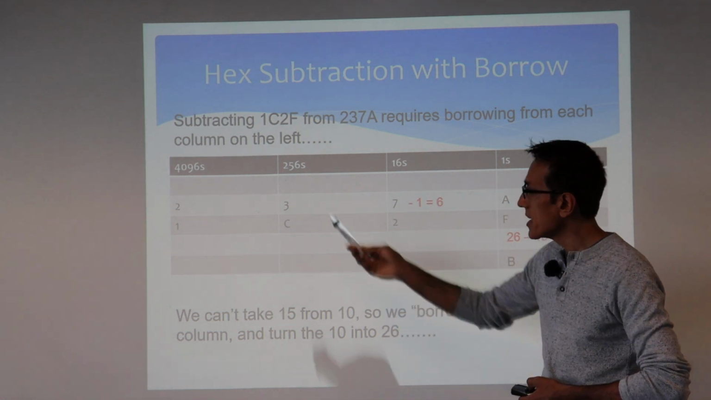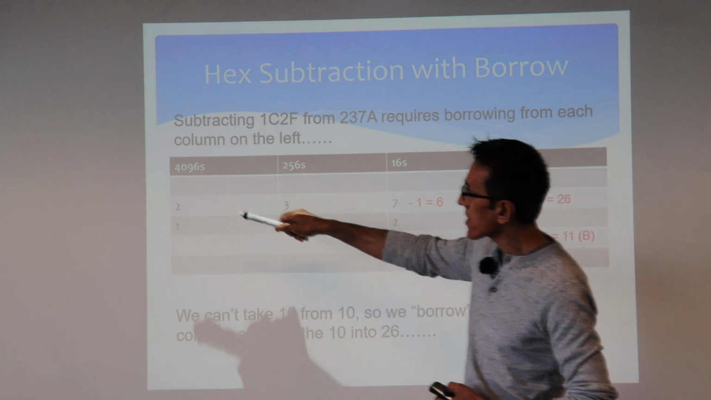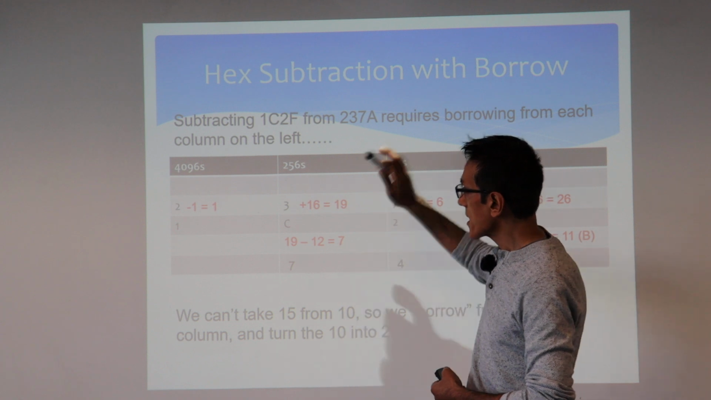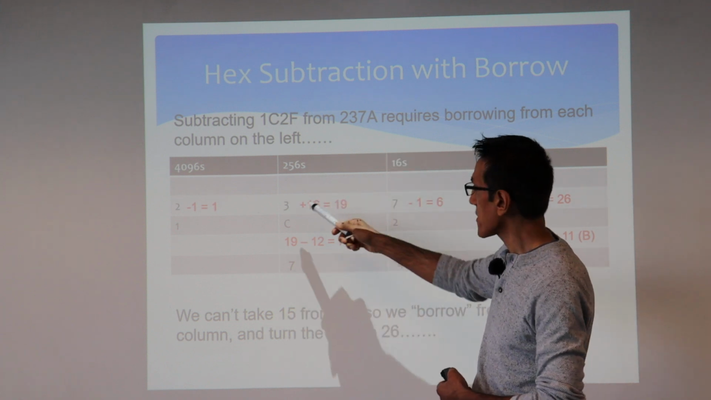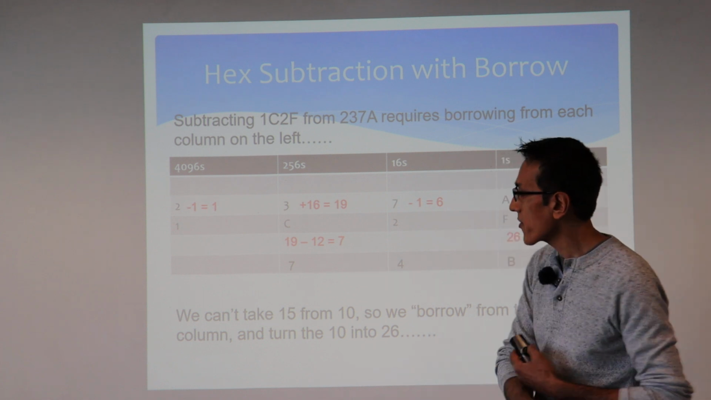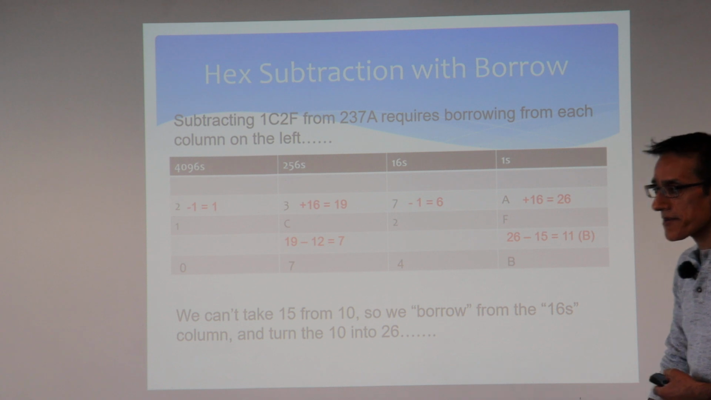Nothing to borrow here. 3 take away C, we have to borrow from the neighbour. Reduce neighbour by 1. Bring across a 16. Combine that 16 with the amount that you've got in that column and perform the subtraction. We end up with our answer.